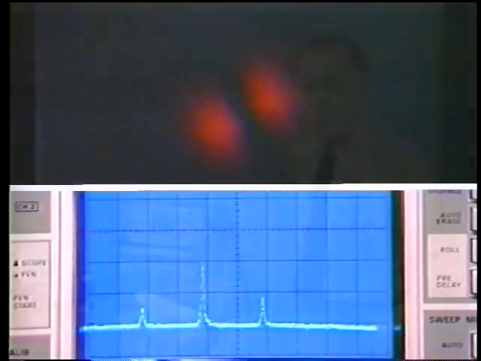Now, in practice, I could place all kinds of structures inside the laser cavity and isolate almost any transverse mode I want. It may get complicated, but in principle, it can be done.